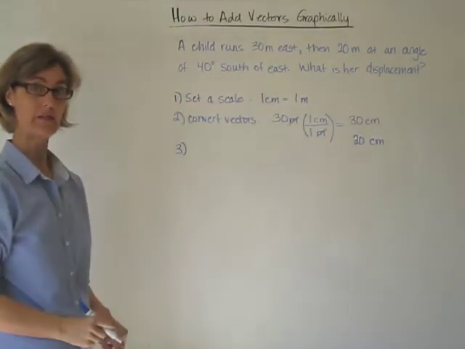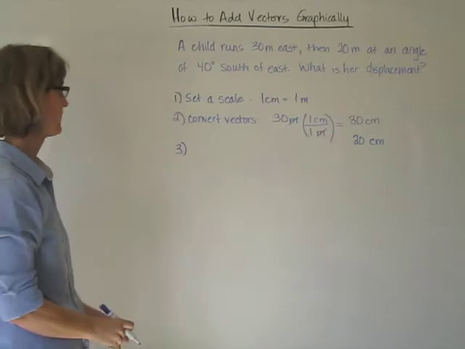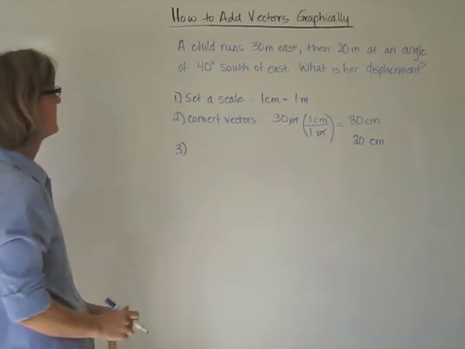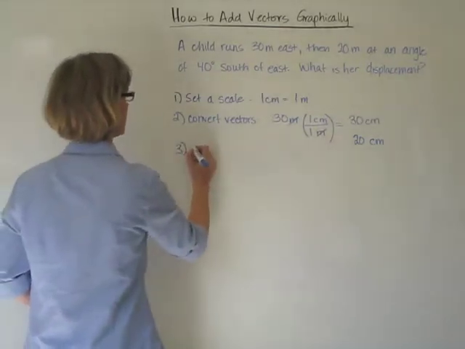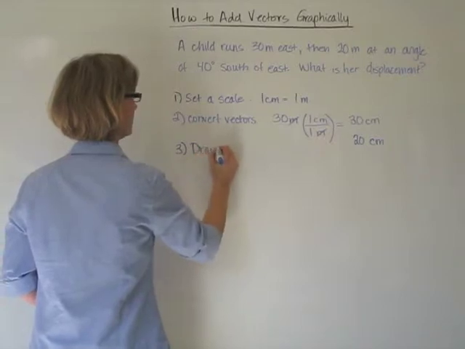Once you have your vector scaled, you're ready to draw your scale diagram of the vector addition. So the first step when doing that is to draw one of the vectors.